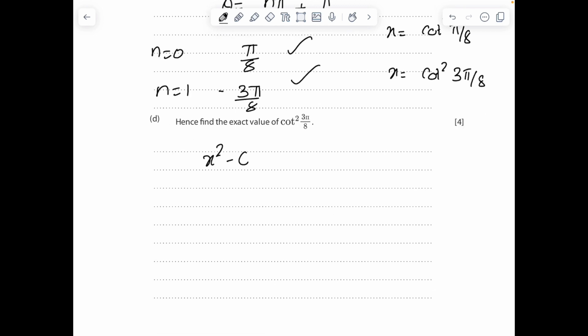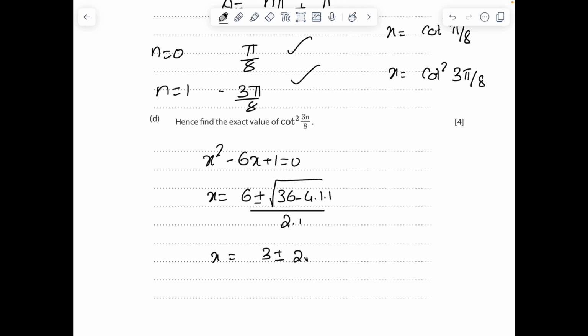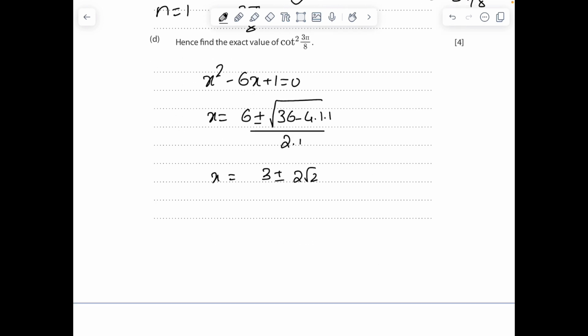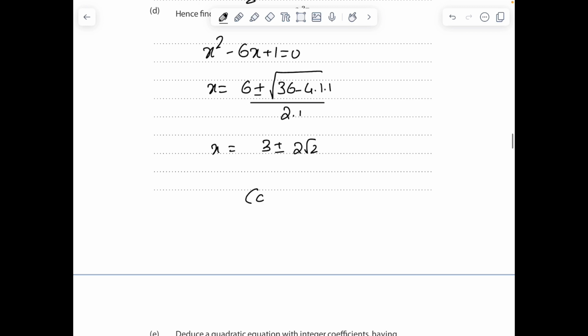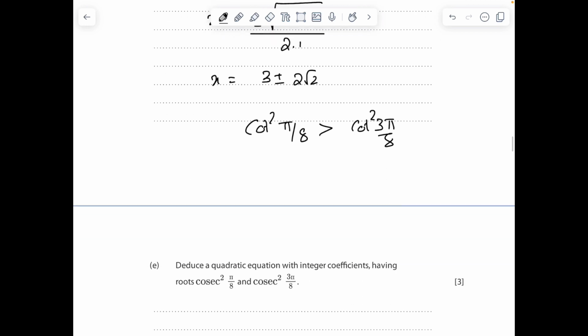So we know that x square minus 6x plus 1 equals to 0. Use the quadratic formula, minus b plus minus square root of b square minus 4ac upon 2a. So you'll be getting 3 plus or minus 2 root 2. We know that cot square pi by 8 is greater than cot square 3 pi by 8. So therefore cot square 3 pi by 8 should be the smaller value. So cot square 3 pi by 8 equals to 3 minus 2 root 2.